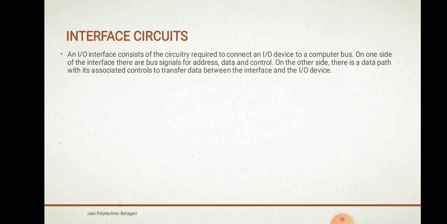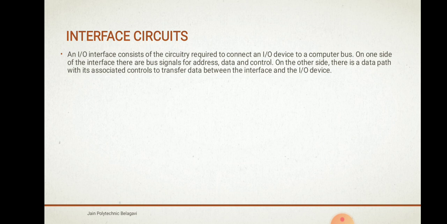Now an input output interface consists of the circuitry required to connect input output devices to a computer bus. So on one side of the interface there are bus signals for address, data and control. On the other side, there is a data path with its associated controls to transfer data between the interface and input output devices. So there are two sides.